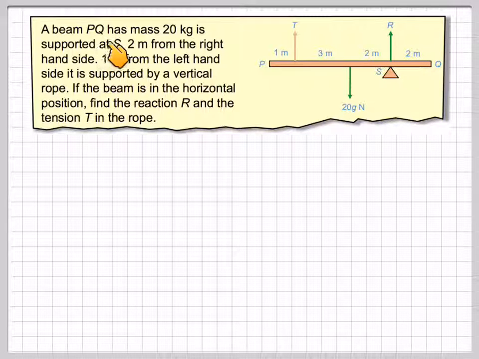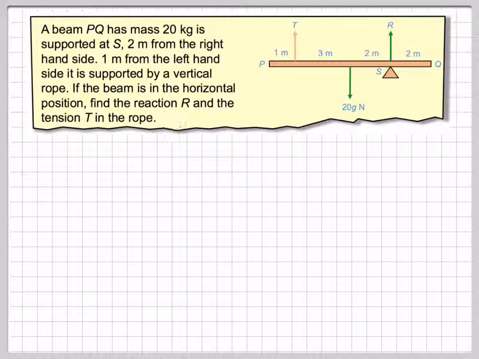A beam PQ has a mass of 20 kilograms. So we've got this beam here that has a mass of 20 kilograms. It's supported at S, 2 meters from the right. So 2 meters from the right, it's supported at S from the right hand side, and then from the left hand side, 1 meter in, it's supported by a rope which has a tension T.